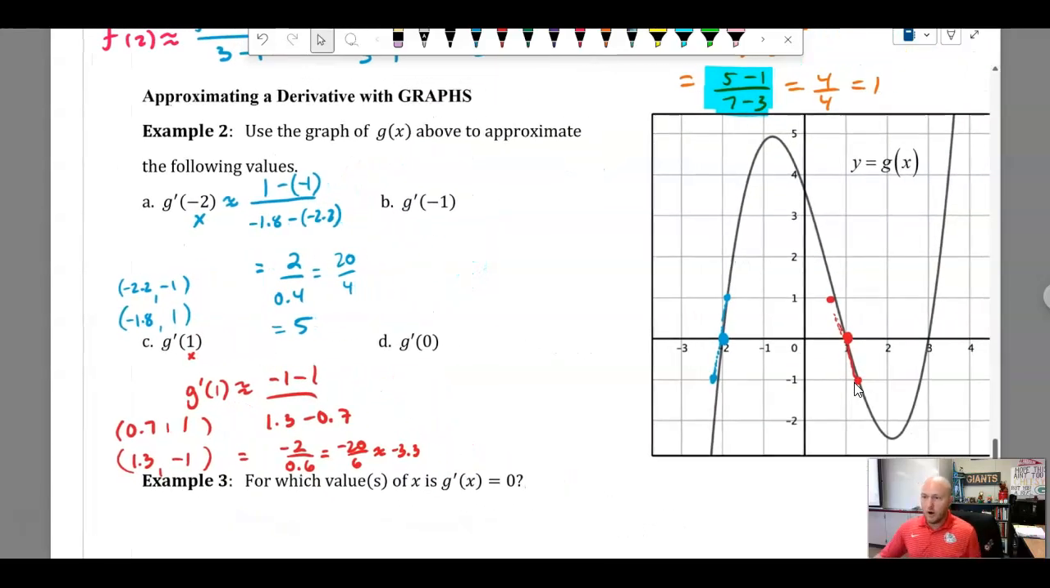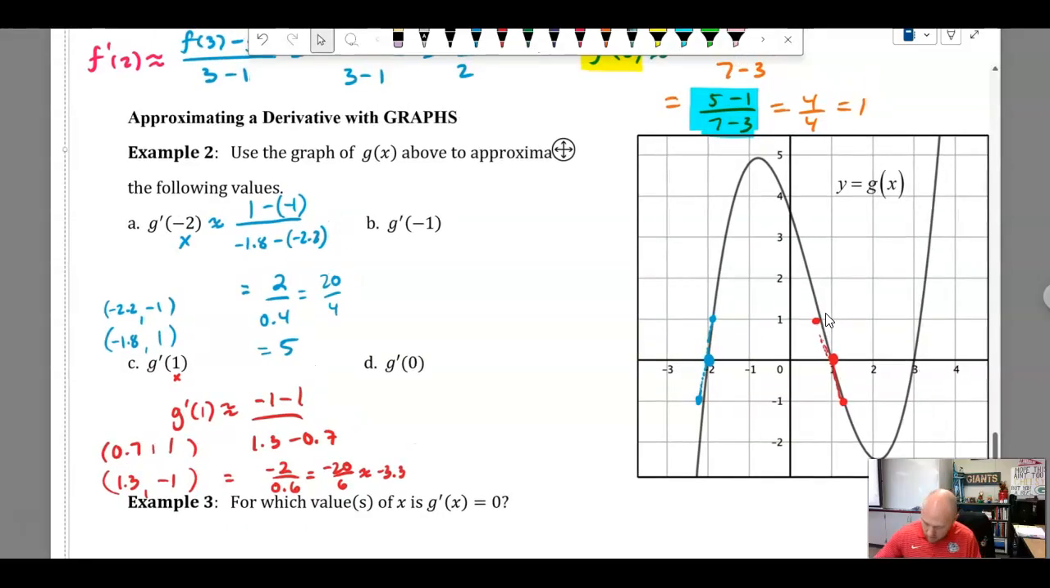Okay? So I want you to pause the video. I want you to try this. We are near the end. I want you to try it for D, which is g prime of 0. G prime of 0, which is this point right here. And I want you to look at this. What's the slope going to be compared to this one? Is it going to be bigger, smaller? How's that question? Go ahead, pause me now, try that one.